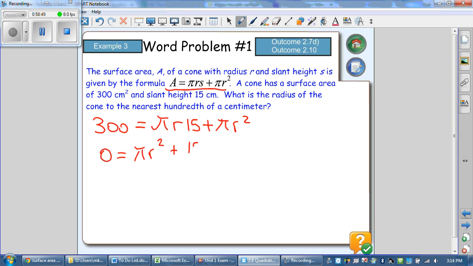Give me 2 seconds. R is your x. Pi is your a value. 15 pi is your b value. And negative 300 is your c value.